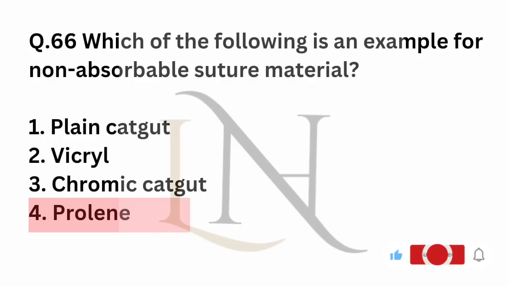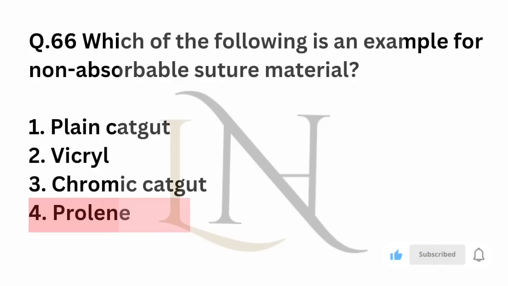Plain catgut is a natural suture. So, absorbable sutures are again divided into two types, natural suture and synthetic suture. Plain catgut comes under natural suture. It is yellow color. It is absorbed in 5 to 10 days.